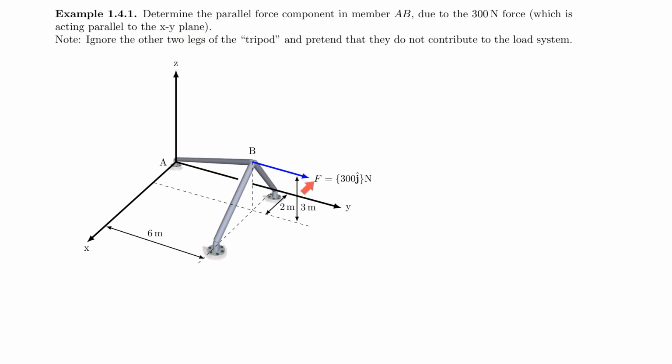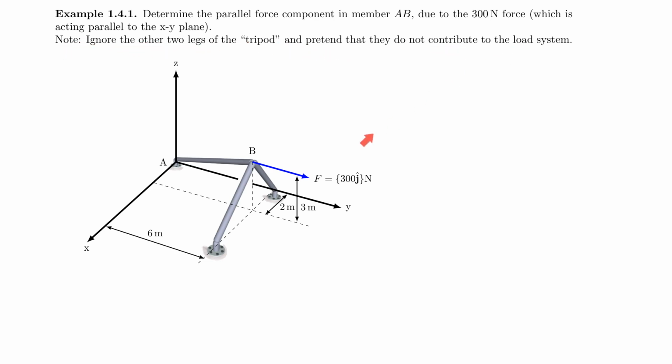So this force here, 300 Newton, is only parallel to the y-axis, and it's acting in the XY plane, if you will. So there's no Z component, there's no X component either, but the force is acting parallel to the XY plane. And then you have this structure here from A to B, and there are some legs attached, but they are not even marked. Let's forget about them.